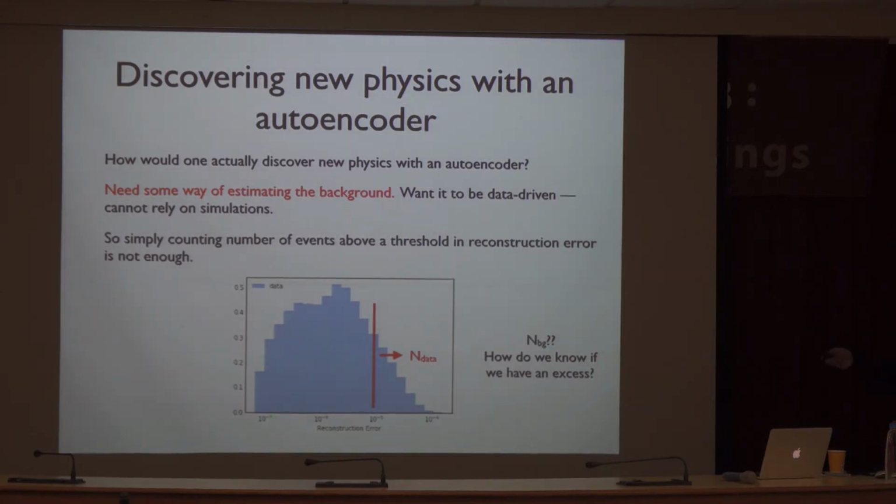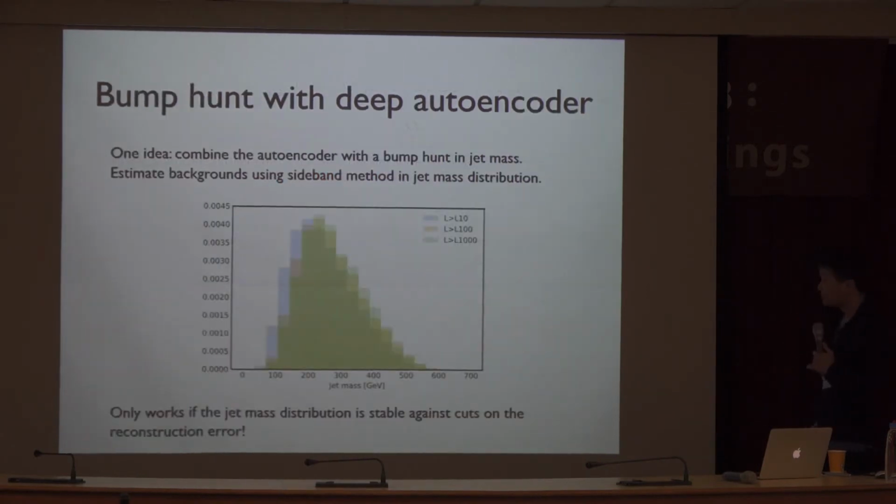Okay, using this data, using this unsupervised learning, I'm not allowed to look at simulations, right? So one idea we had is to combine the autoencoder with a bump hunt in jet mass. Now I'm putting in a little more information. I'm saying, suppose my new physics signal is peaked at some mass. I just don't know what that mass is. Maybe it has some other characteristics to it, like jet substructure.